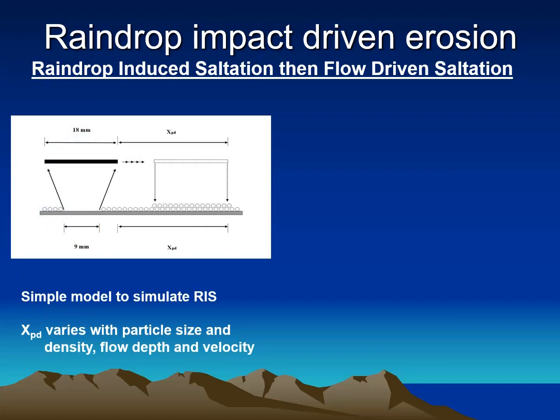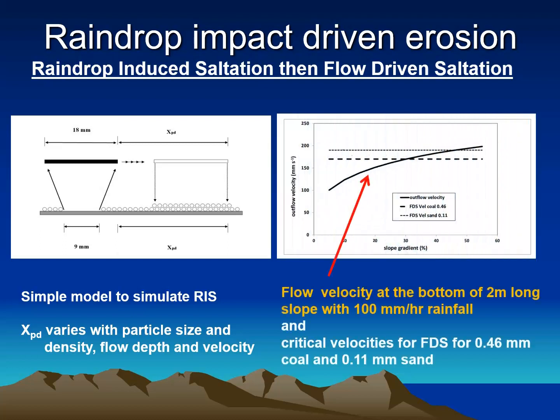This is a model of raindrop-induced saltation, where the distance particles travel varies with particle size, density, flow depth and velocity. And in this graph we have flow velocity at the bottom of a 2-meter long slope and the critical velocities for flow-driven saltation of 0.46 mm coal and 0.1 mm sand.